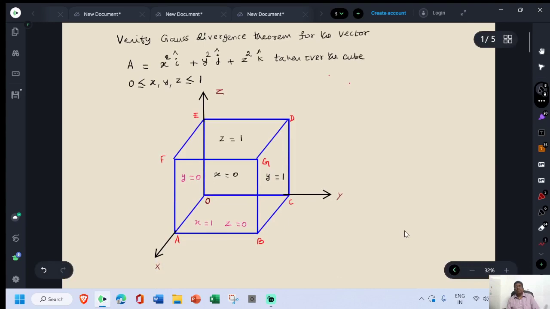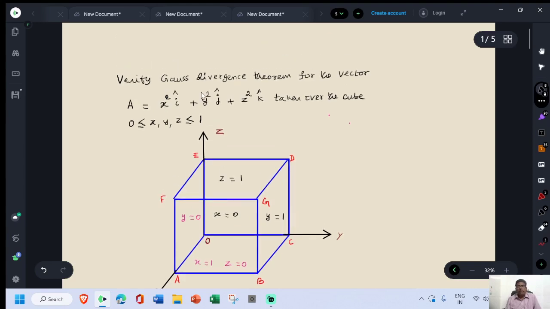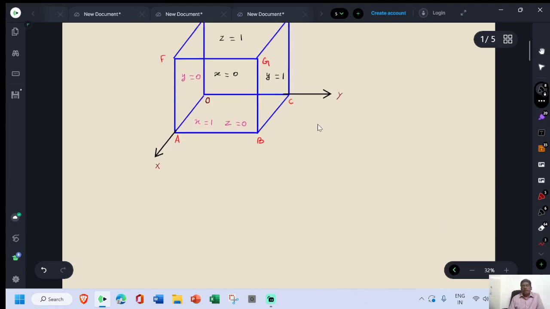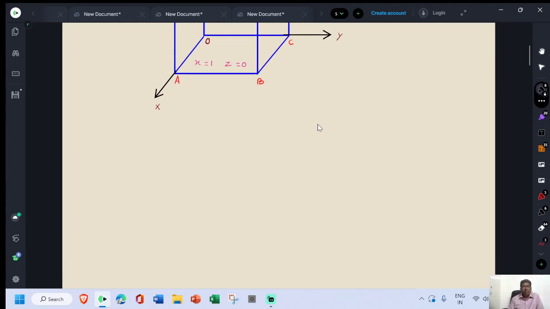Here is an important problem from Gauss divergence theorem. A vector A equal to x square i plus y square j plus z square k taken over the cube. Verify Gauss divergence theorem. Then the condition for x, y, z is given here. The values of x, y and z are greater than or equal to 0 but less than or equal to 1. For that, write down the Gauss divergence theorem.